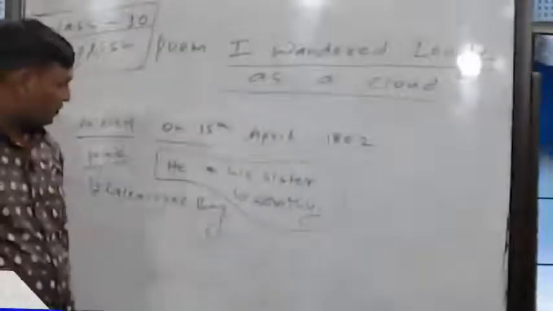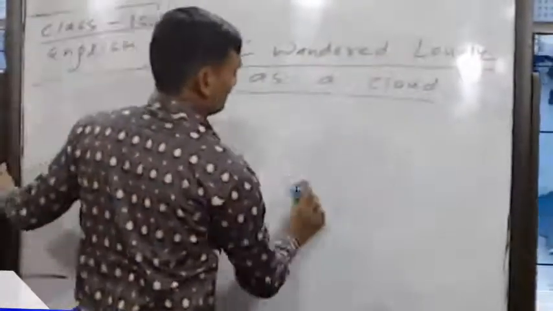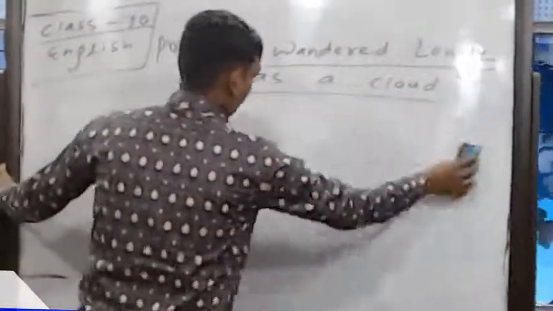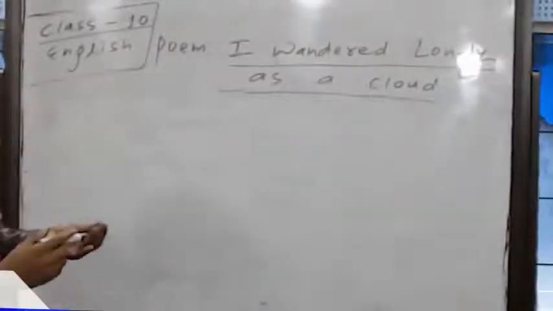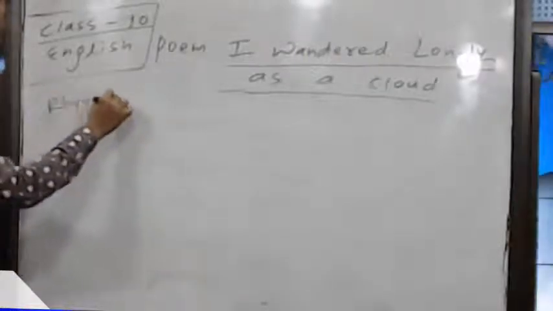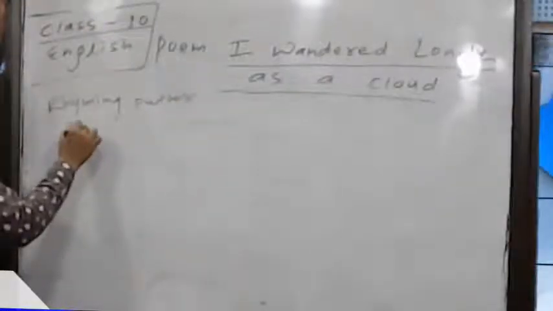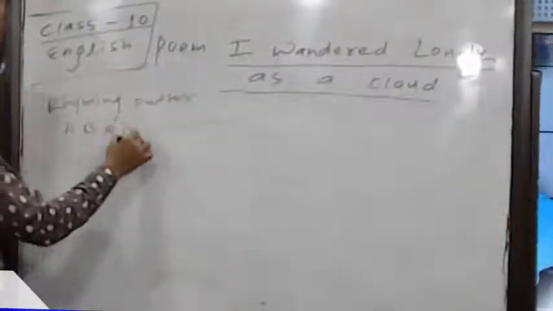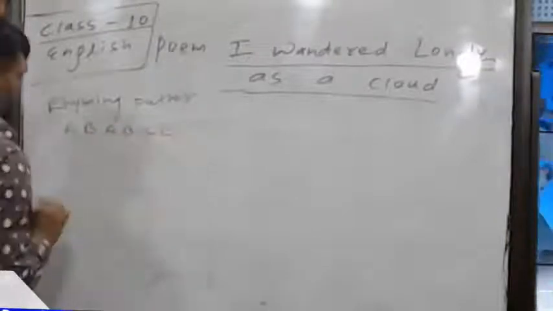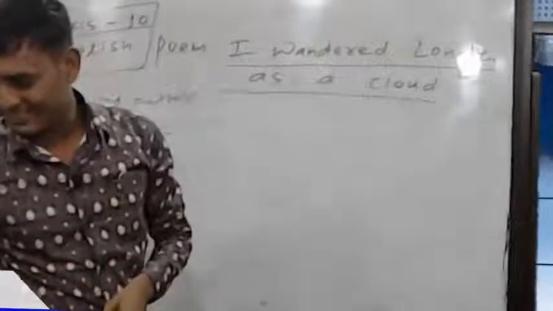Some figures of speech are used in this poem: metaphor, personification, alliteration, etc. Also, in this poem there is a rhyming pattern, ABABCC. There are 4 stanzas in this poem.